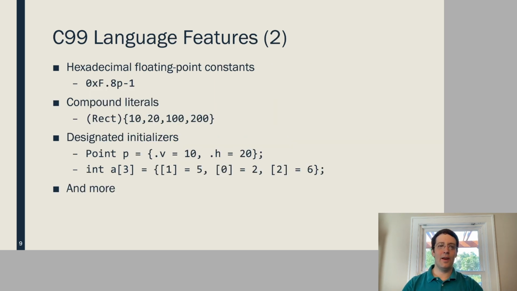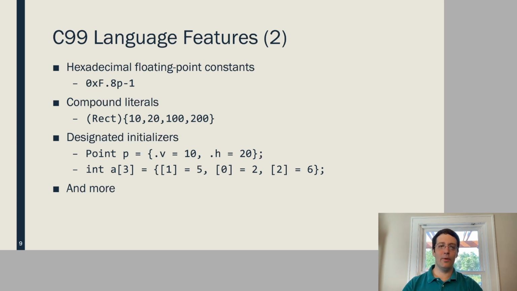Some other things that have been added in C99, there's a new hexadecimal format that you can use to represent floating point constants. So the integer and fraction part are represented in hexadecimal, and then the exponent is represented as a power of 2. There's also compound literals, which are a new form of expression that you can use to essentially declare an unnamed variable, initialize it, and then refer to it all as one expression.